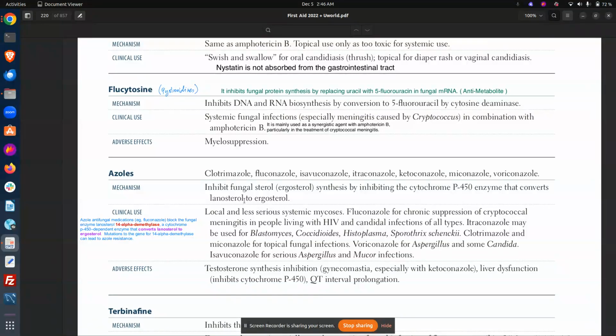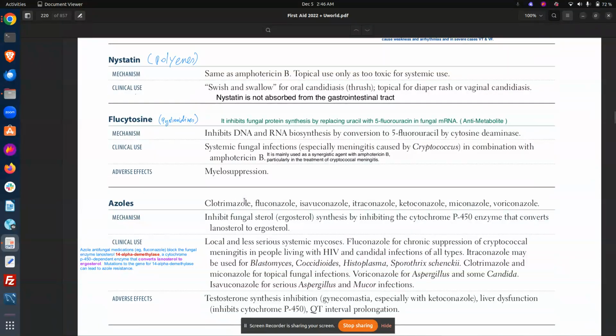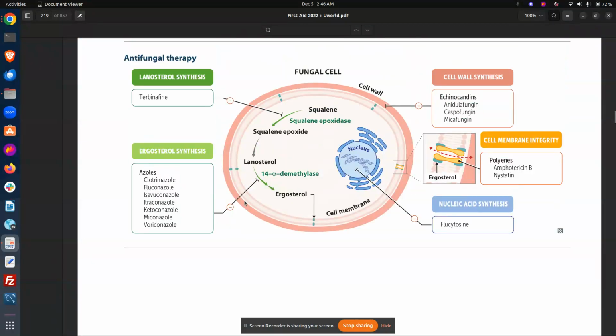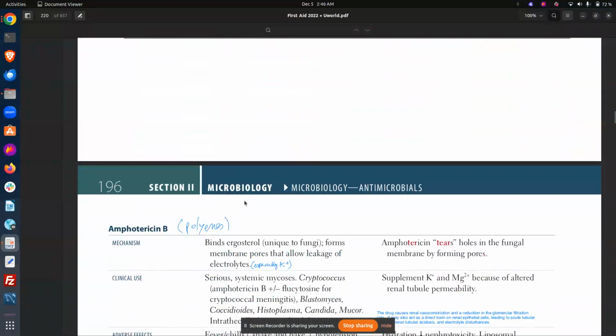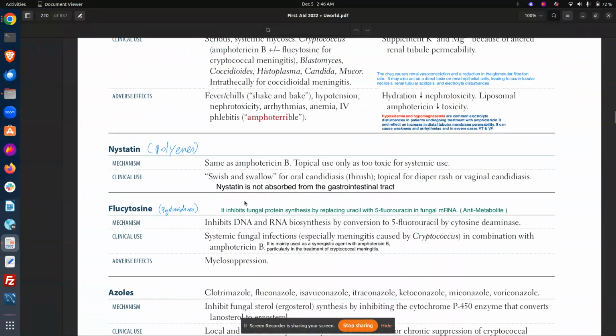Now we will talk about the third class of antifungal, which is the nucleic acid synthesis inhibitor, which is flucytosine. Okay, so flucytosine inhibits DNA and RNA synthesis by conversion to 5-fluorouracil. Flucytosine itself converts to 5-fluorouracil by the cytosine deaminase enzyme, and it inhibits the DNA and RNA synthesis of fungus.